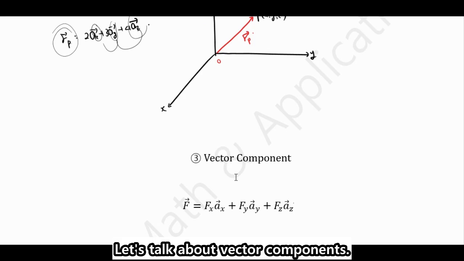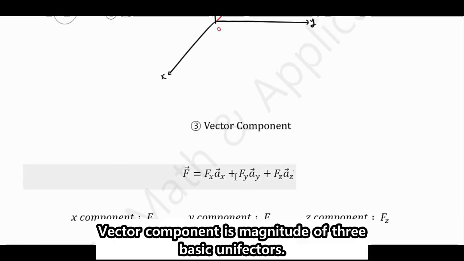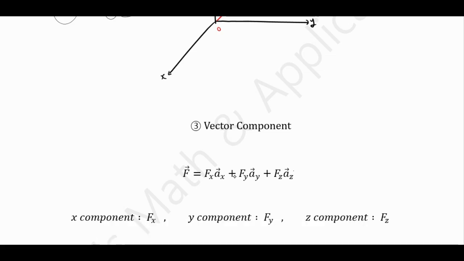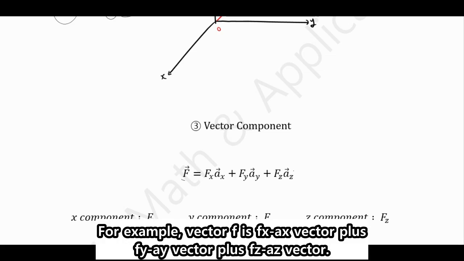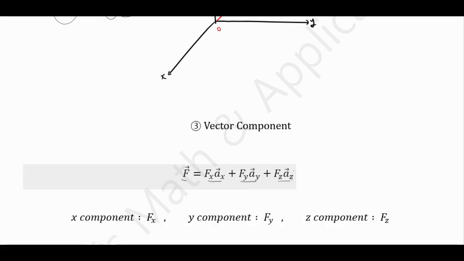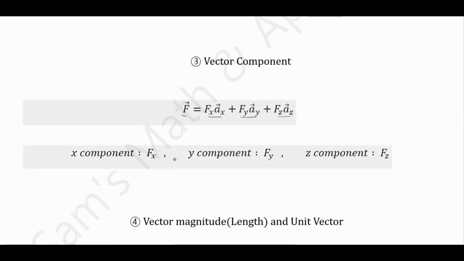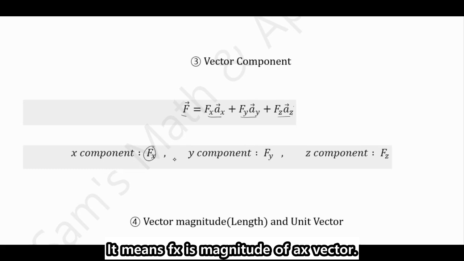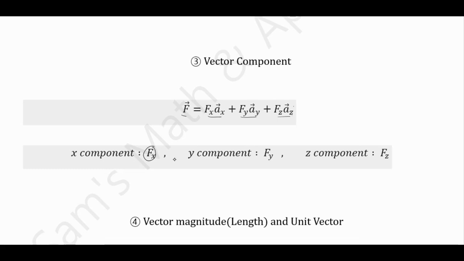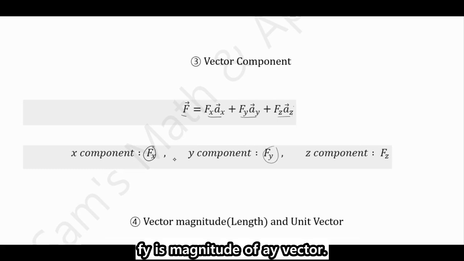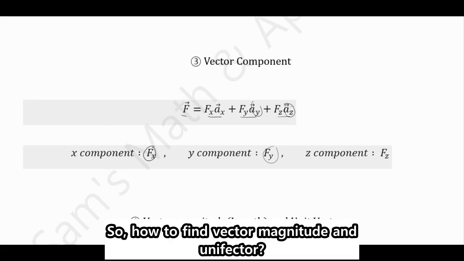Let's talk about vector component. Vector components are the magnitudes along the three basic unit vectors. For example, vector F is Fx ax vector plus Fy ay vector plus Fz az vector. Fx is the x component. It means Fx is the magnitude along the ax vector. Fy is the magnitude along the ay vector. Fz is the magnitude along the az vector.